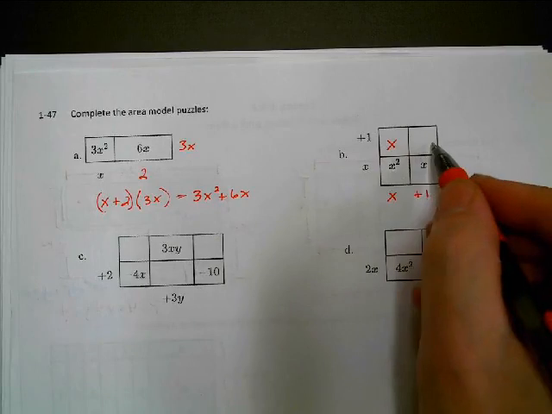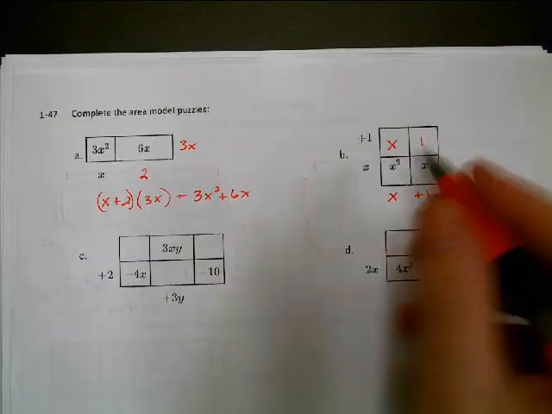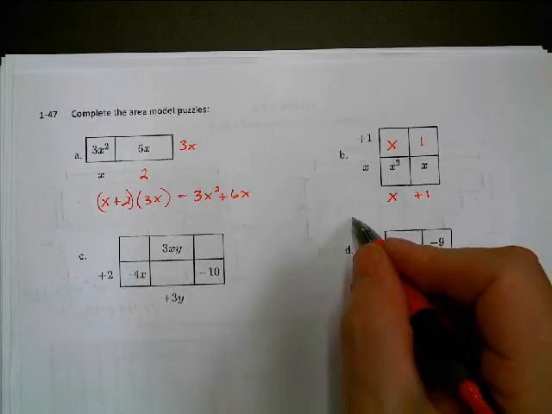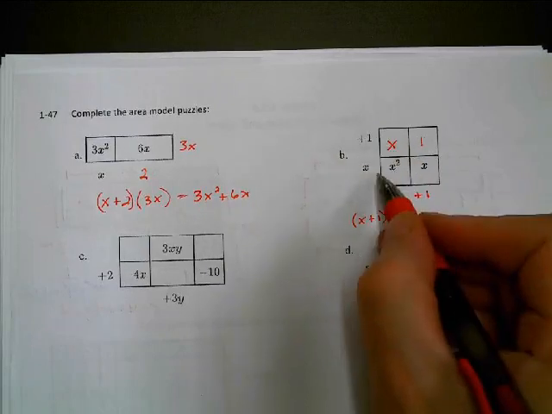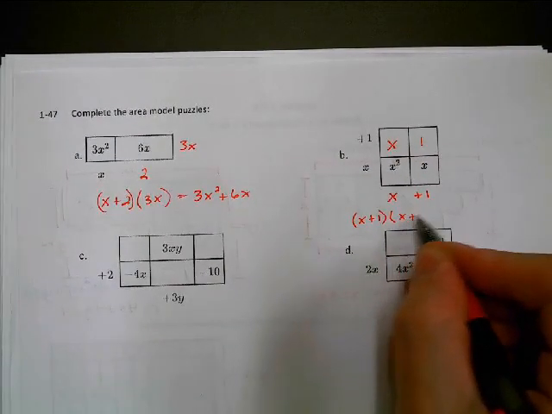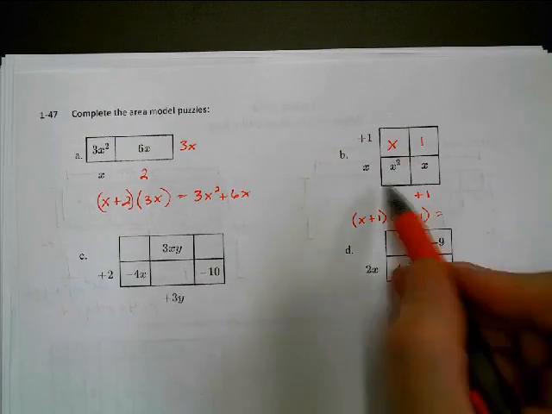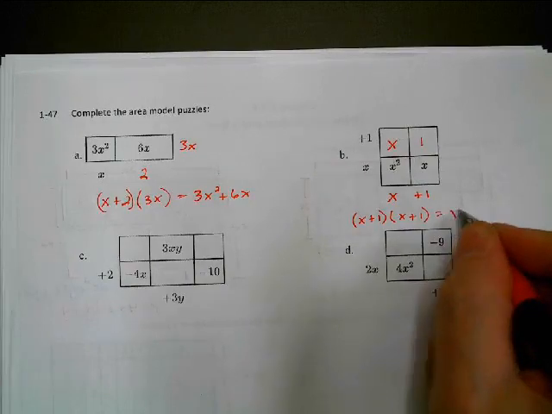So writing this as a product and sum, I can now say that x plus 1, that's this side here, and x plus 1, that side there, is equal to the sum of the areas. That would be x squared, and then 2 of the x's plus 1.